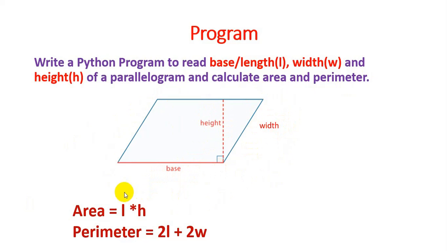To calculate the area, the formula is length, that means base or length is marked as L, into height, which is marked as H. Perimeter is calculated by 2 into length plus 2 into width. For this we are going to write a Python program.